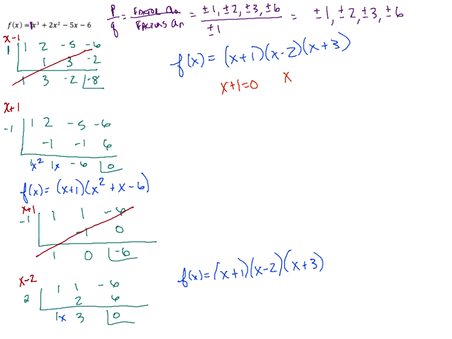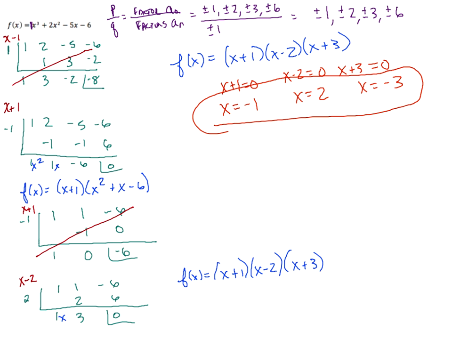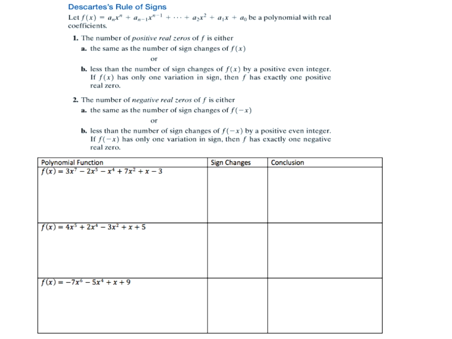So x plus 1 equals 0, x minus 2 equals 0, x plus 3 equals 0, x equals negative 1, x equals 2, x equals negative 3. So your rational zeros are negative 1, 2, and negative 3. Moving forward.